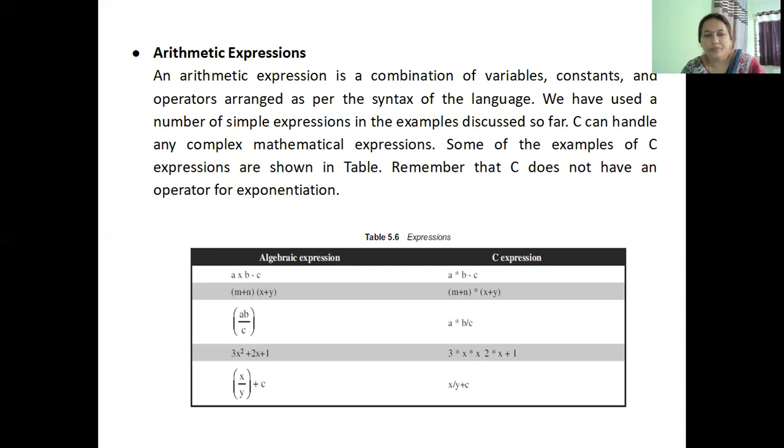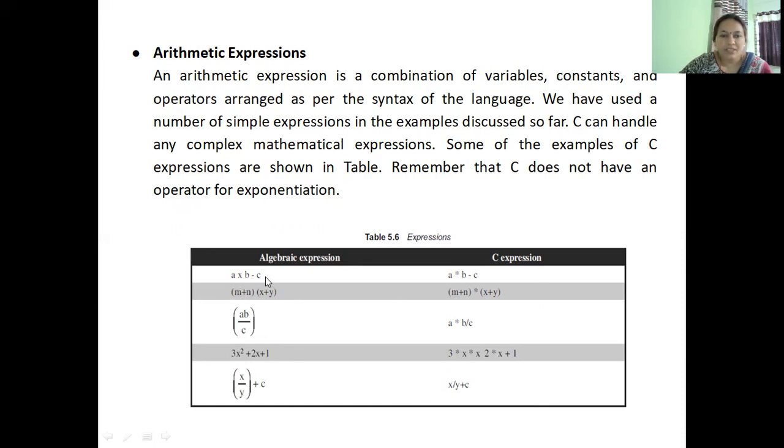So C can handle simple to complex mathematical expressions. It is capable of evaluating all these expressions according to its syntax, operator precedence, and associativity rules. Some more examples of expressions in C. So in fact, this table shows how to convert a normal algebraic expression or mathematical expression, how we write on paper. What is the equivalent C expression for it?